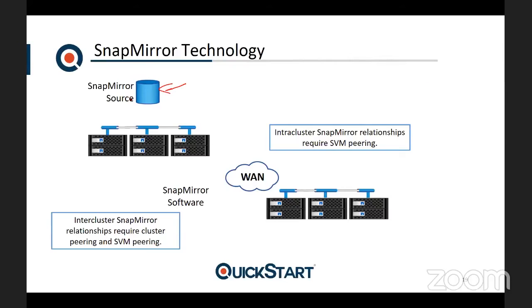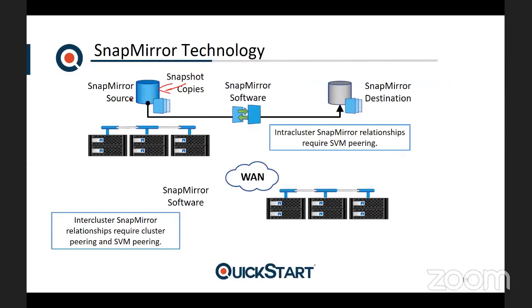And that source volume, of course, is like my active file system, right? This is where I'm connecting to my ESXi servers, my databases or whatever, where their files are being stored. And I can either set up SnapMirror within the same cluster, and we call that an intra-cluster SnapMirror relationship, so we just have another SVM within the same cluster and we're replicating over to it. Or I can have it replicate between two clusters.